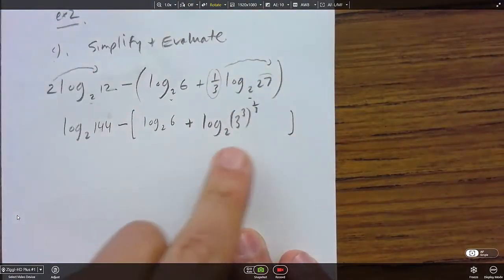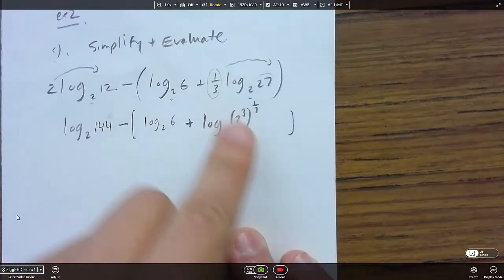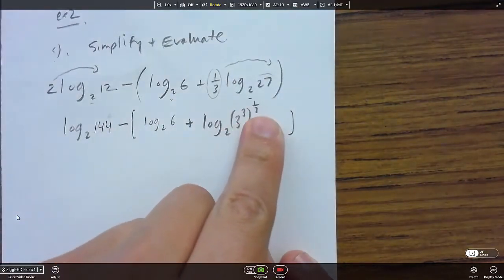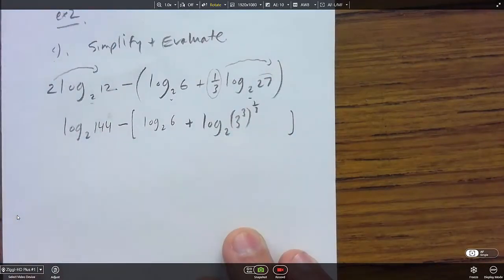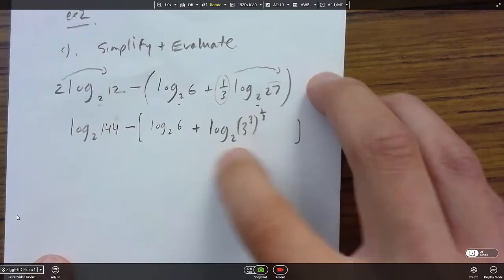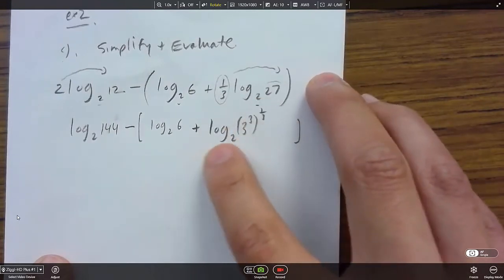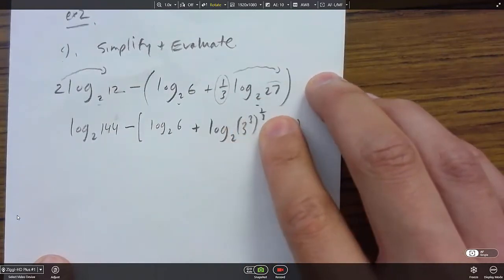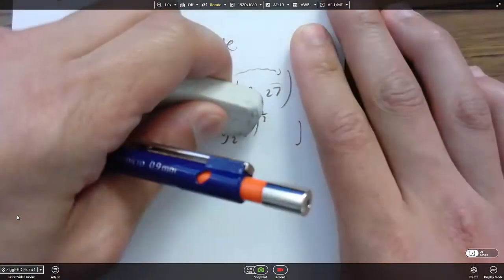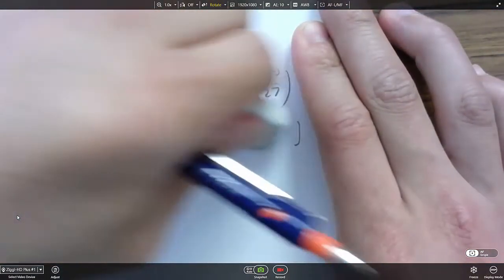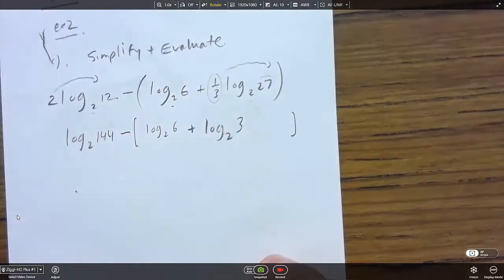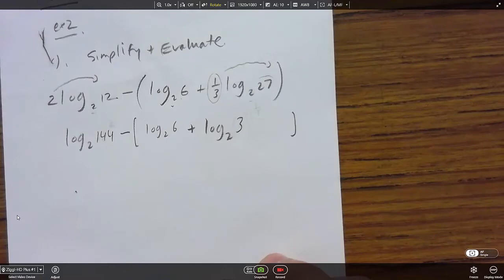And you can see what happens here. This business here became this over here. 3 bracket 1/3, exponent of exponent, we multiply. And so what we have is 3 times 1/3 becomes 1. So essentially this last term here becomes log base 2 of 3, since these exponents just disappear and they cancel out. So I'm going to erase it here. We have log base 2 of 3. Now the question is starting to look a bit simpler.